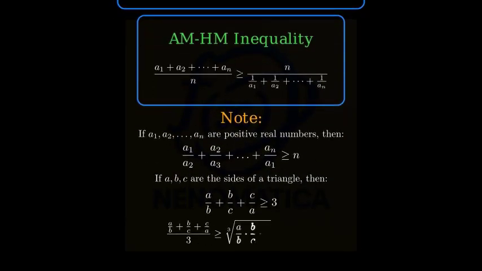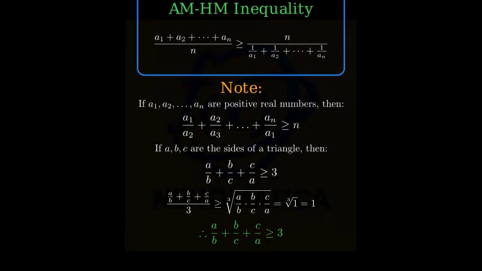Let's verify our inequality using the AM-GM inequality once more. For any 3 positive numbers, the arithmetic mean is greater than or equal to the geometric mean. If we apply this to a over b, b over c, and c over a, we get the sum of a over b, b over c, and c over a divided by 3 is greater than or equal to the cube root of their product.